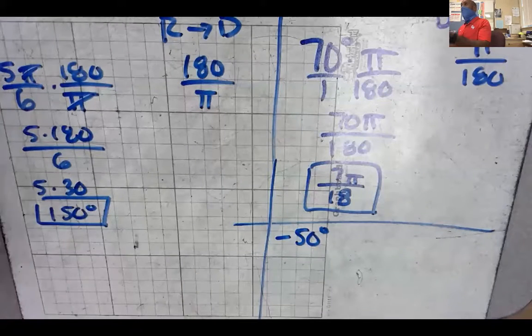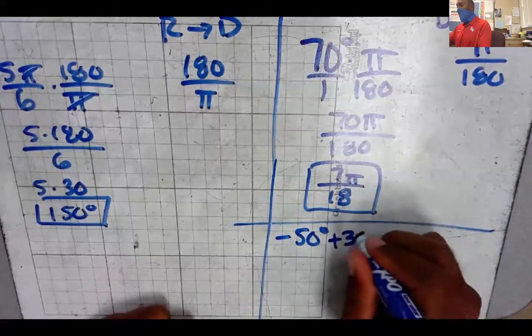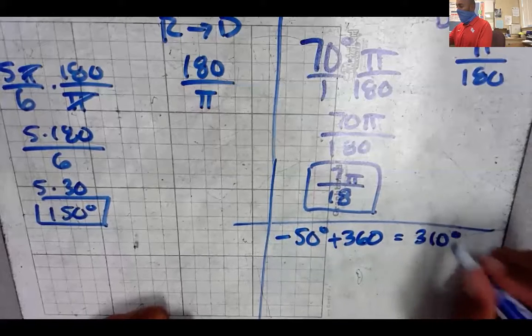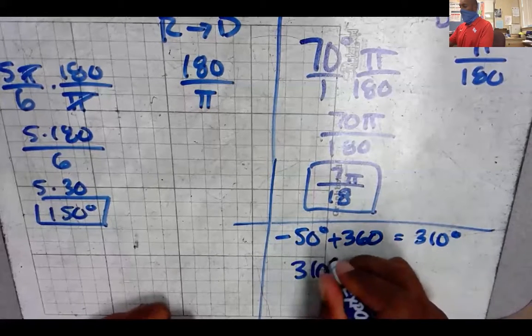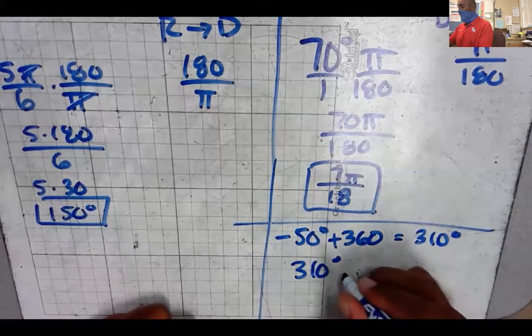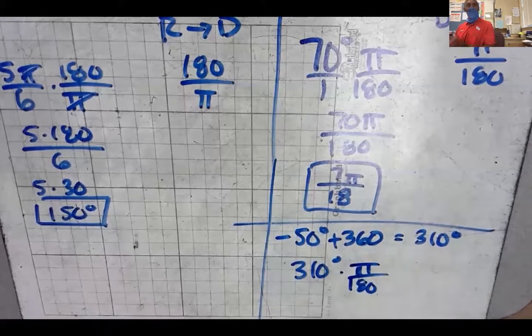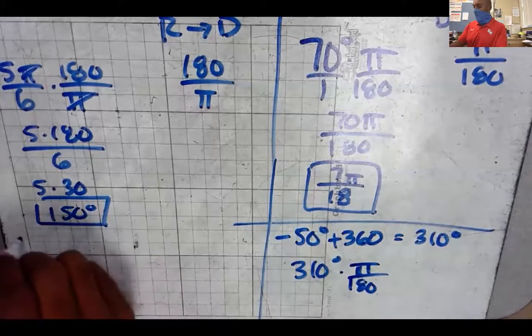Right, add 360, you find a coterminal angle. So I add 360, I get 310, and then I do the same steps. Okay, so then I just multiply by pi over 180. Okay, reduce it, and then find your converted answer.